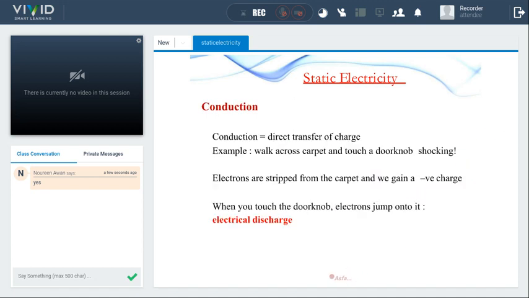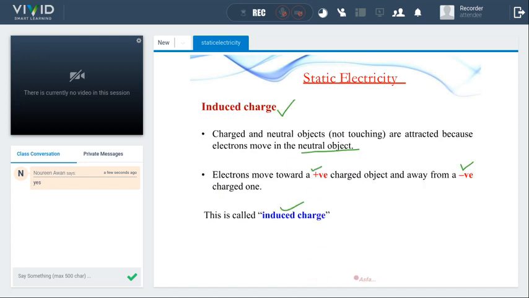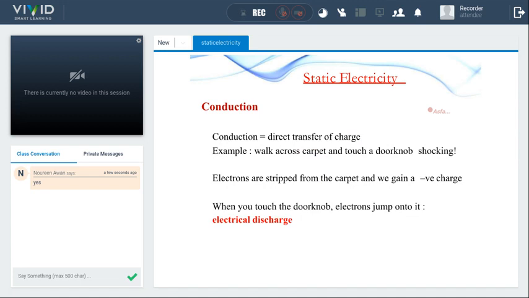And conduction. That was the concept of induced charges, and now we are studying conduction. Okay, so what is the phenomenon of conduction? Conduction is direct transfer of charge. As we have discussed, conductors are allowed to conduct electricity, right? But in the previous example of the plastic scale, there wasn't any conductor, but there was static electricity. And static electricity does not just appear in the non-conductors, it can appear in the conductors too. So conduction is the direct transfer of the charge.